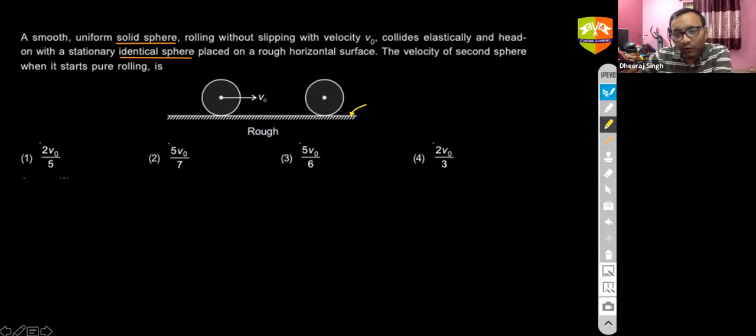The first sphere is pure rolling, so what? Friction will be there or not? Friction is there. So can you conserve the linear momentum? Okay, someone is saying it does not do any work. That is immaterial, whether it does work or not. You are creating rules in your head. Things are pretty simple. If an external force is there, you can't conserve momentum. Is it written anywhere that it has to do work, then only you can't conserve the momentum?